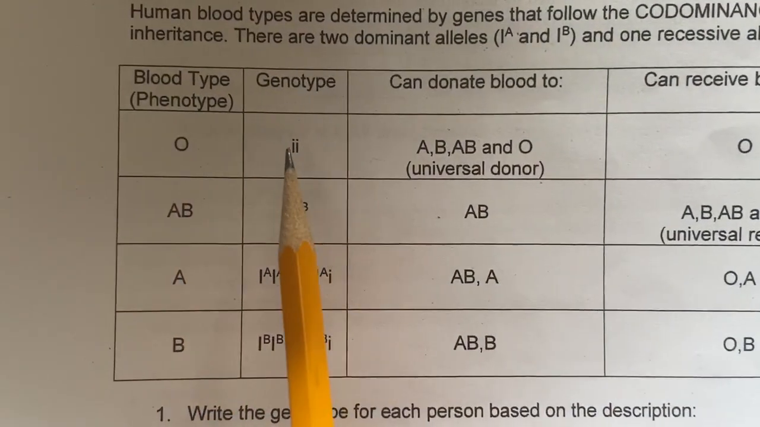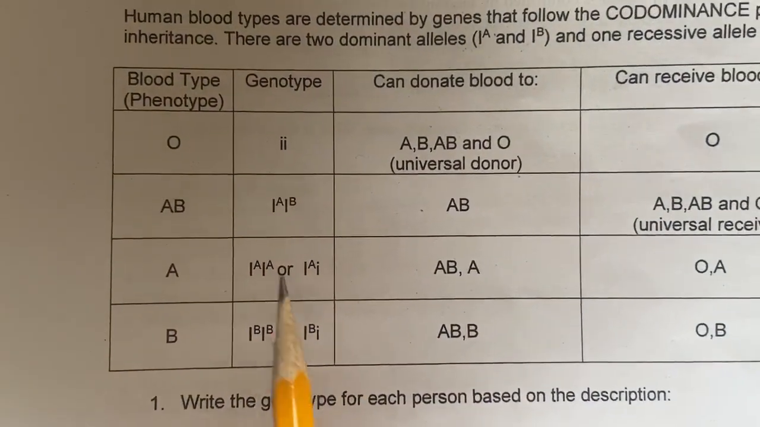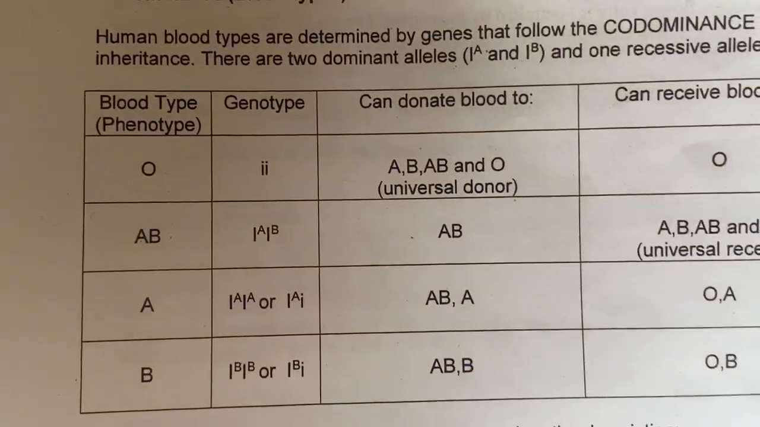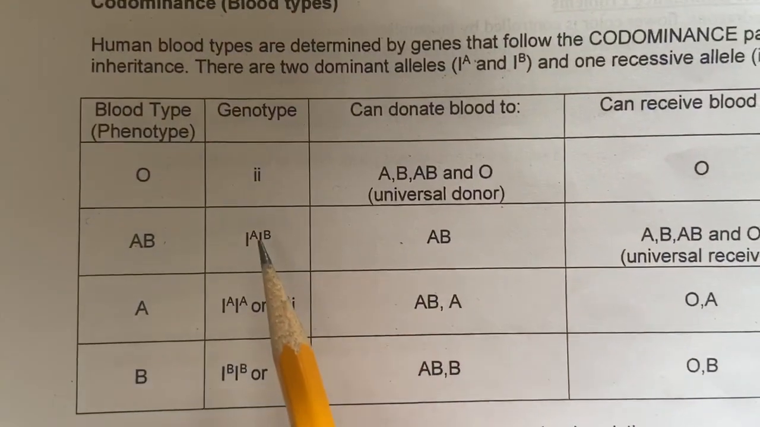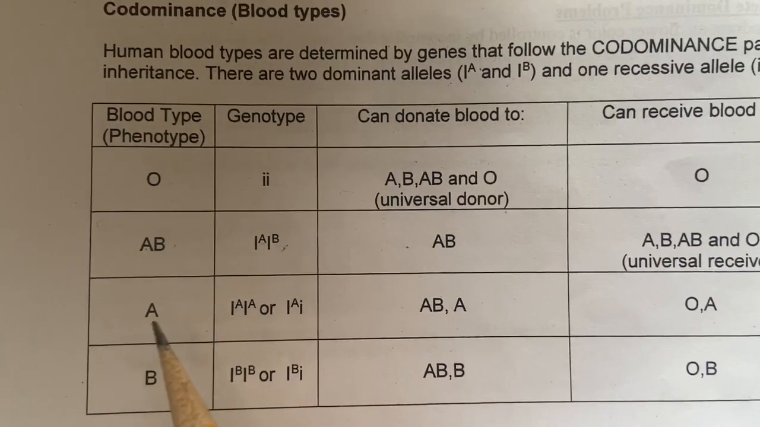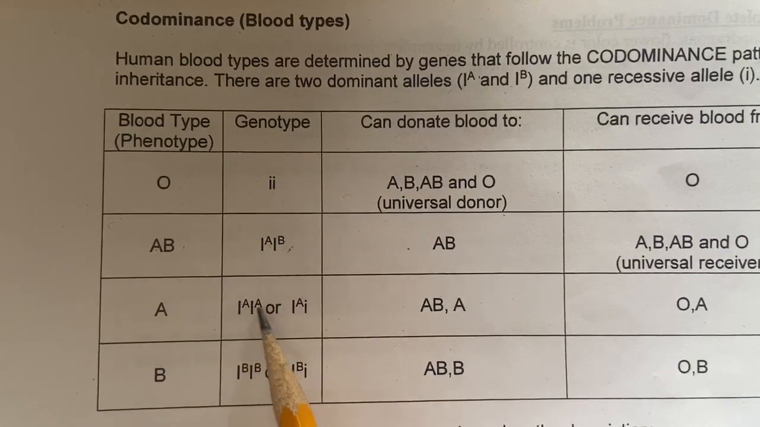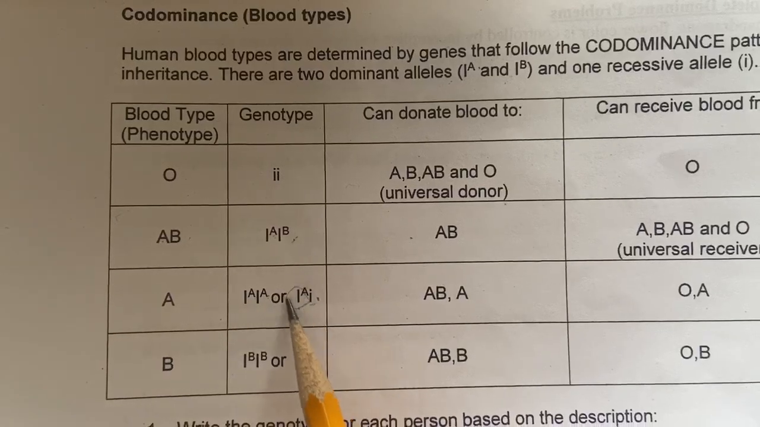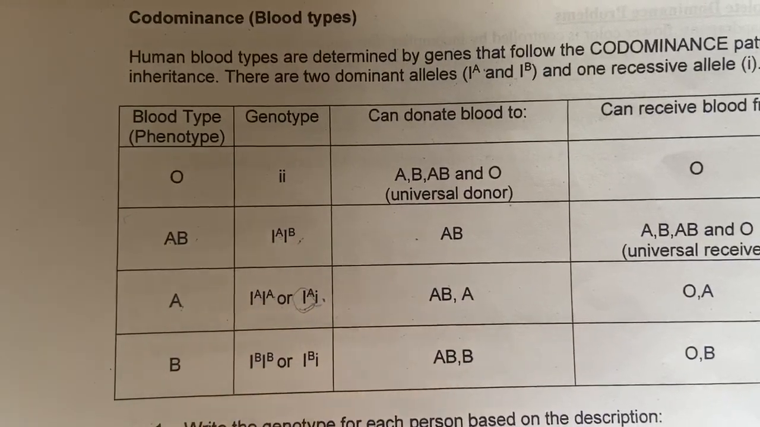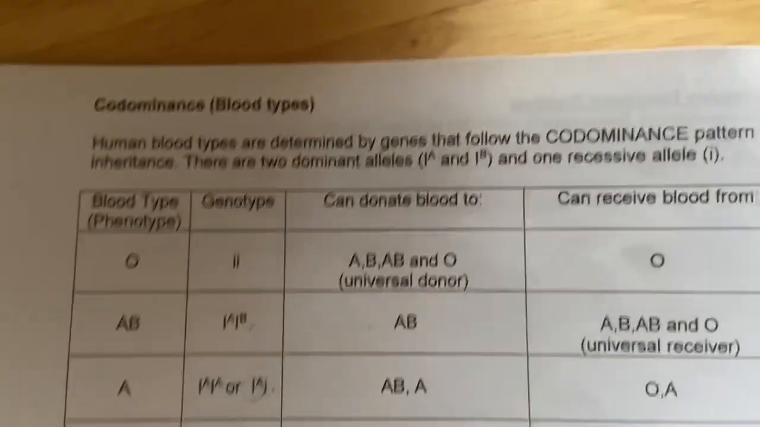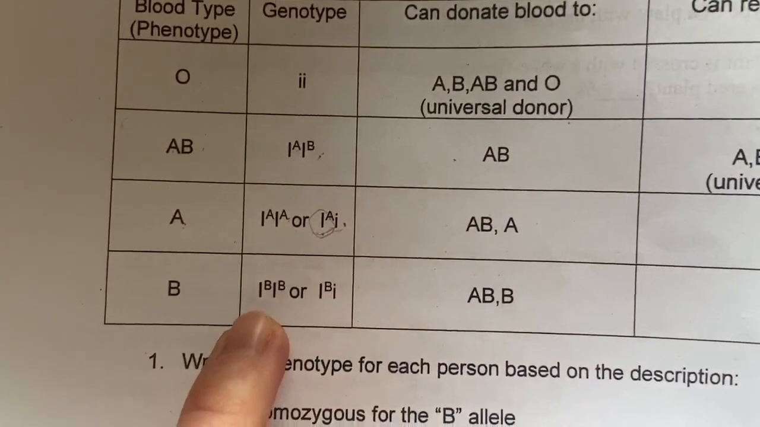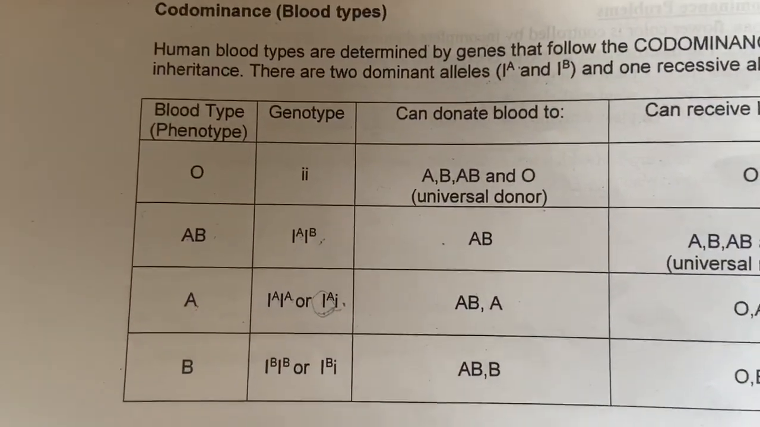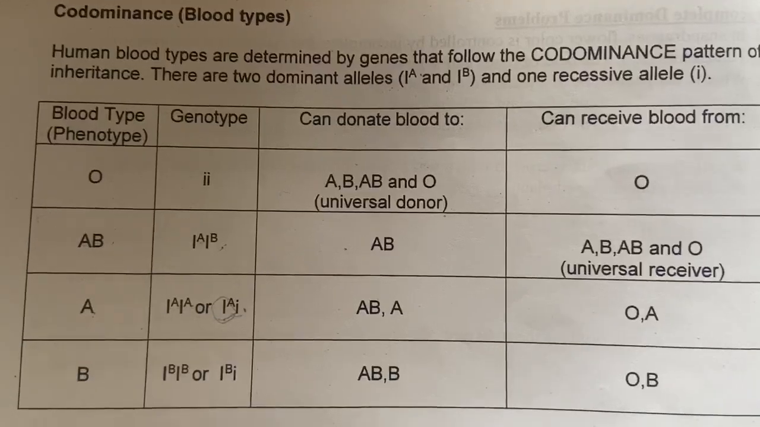Blood type O is recessive, little i. Blood type AB is the codominance, they both show up. You have both A and B type blood if you have both dominant alleles. If you have two of the same, AA, or A with the little i, which is recessive, the big A is going to show up, and you're going to have type A blood. The same thing for type B blood. It can either be homozygous dominant with the B or heterozygous with the B. There are a couple of different combinations, but they're all written here in your chart.